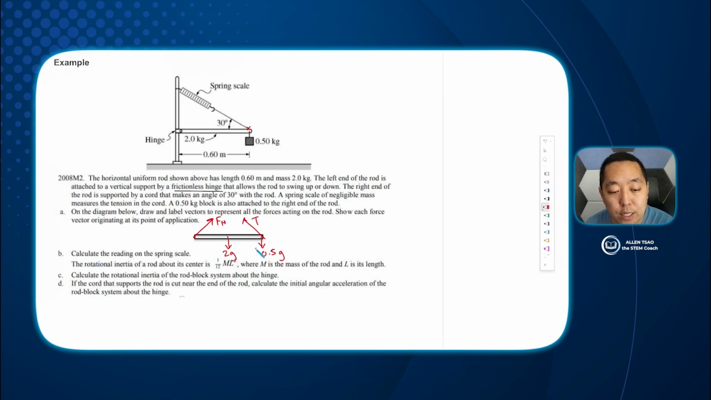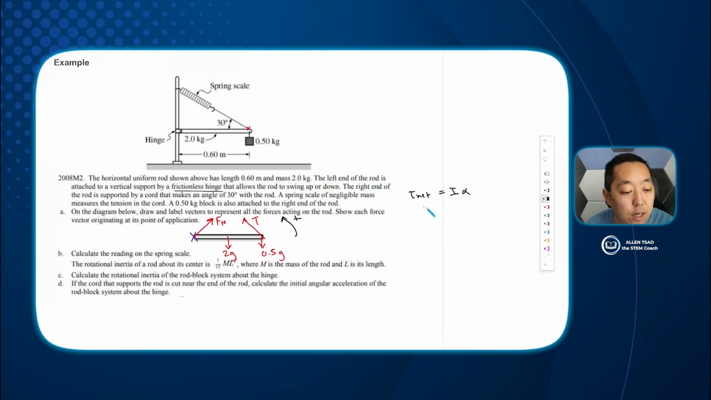Part B, calculate the reading on the scale. Now we want to identify the axis of rotation. In this case, the hinge force, we're going to put the axis of rotation right there because we don't want to calculate the hinge force. I just want to calculate what the tension is. Okay, and so we'll make counterclockwise the positive direction, and then we'll do net torque equals I alpha.